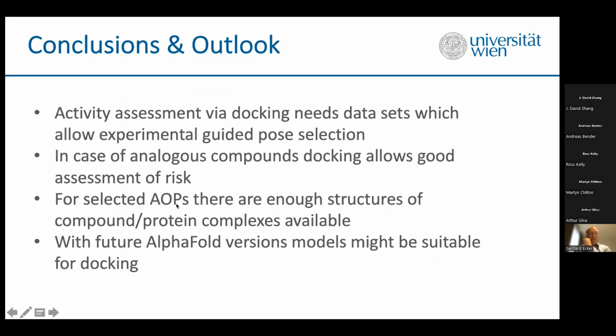What we also need, and that refers to AlphaFold, when we have a selected AOP, let's say with 20 structures, we need enough structures in PDB, on my feeling, that we can go forward. Just taking an AlphaFold structure and using it for docking, I would not recommend at that level, but maybe with future AlphaFold versions, that might change.